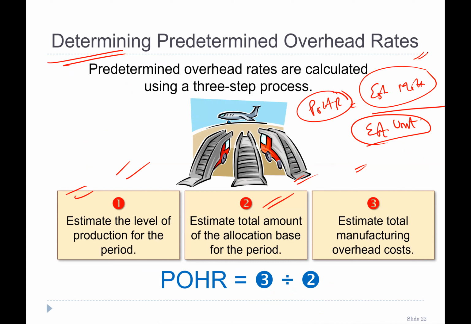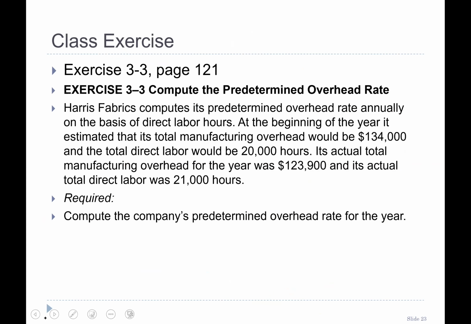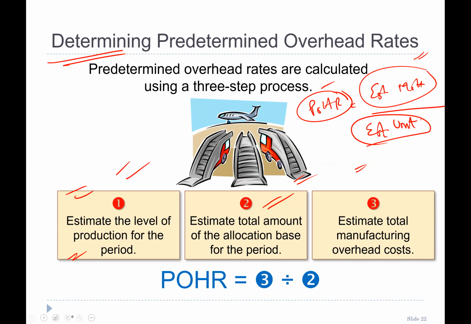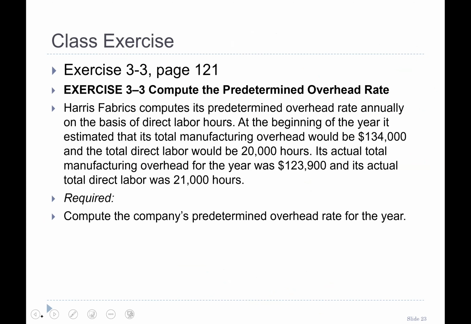So let's talk about this. Estimate the level of production, estimate the amount, and estimate the total manufacturing overhead. How do we find out? Three divided by two, and you find out the POHR. And when you find out the POHR, okay, let's find the POHR of this one. I'm giving you 5 minutes to solve this question. All you have to do is find out the predetermined overhead rate for the year.